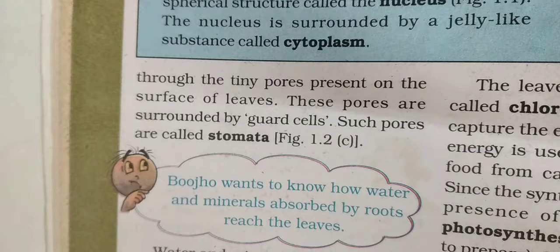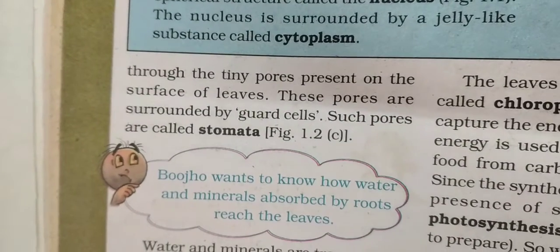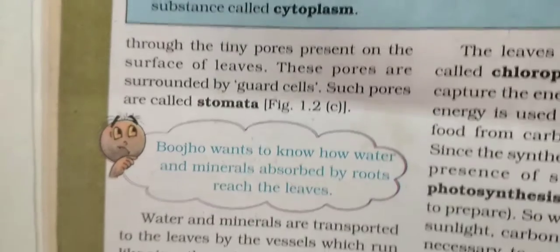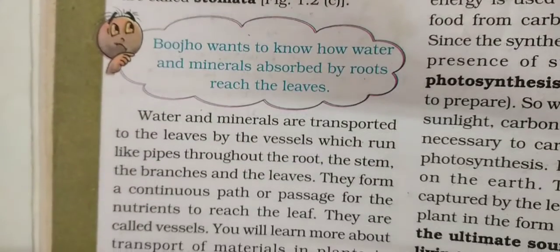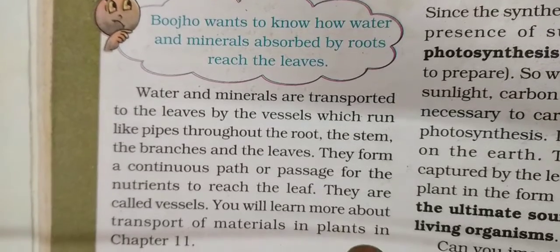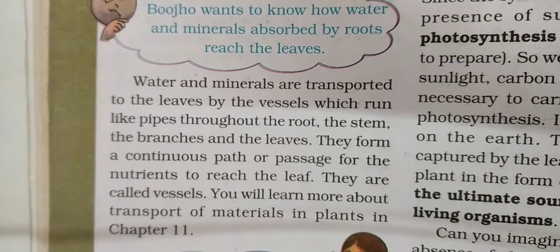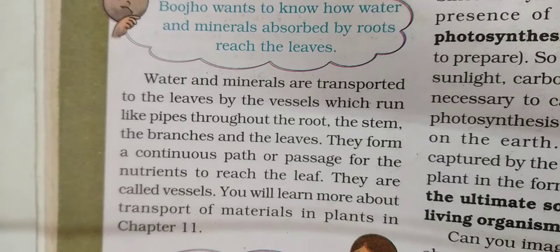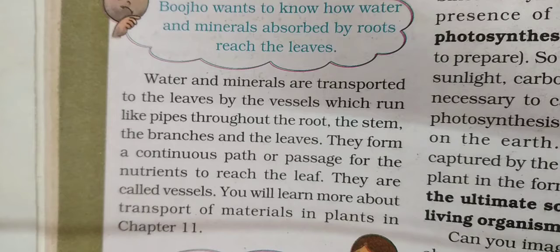Even excess water is also given away by the leaves, and this process is called transpiration, because roots continuously absorb minerals and water, but after a certain time, after the use of water, the excess amount of water is thrown away by the leaves of the plants. As I said, it is called transpiration.